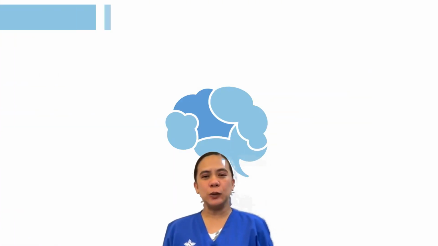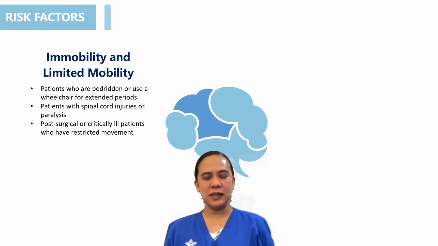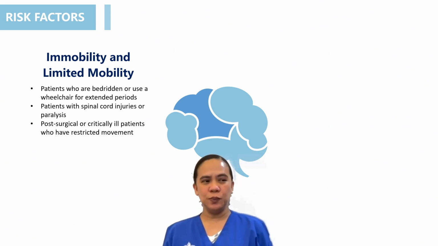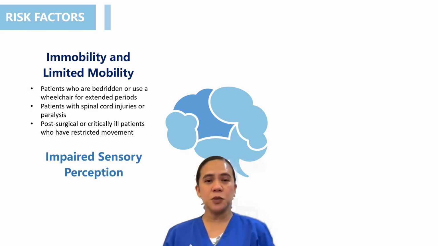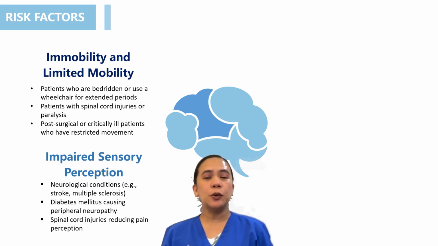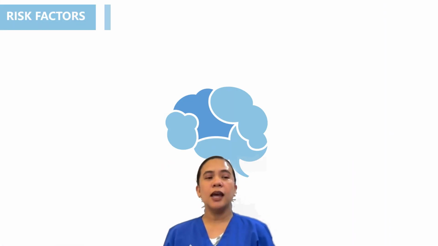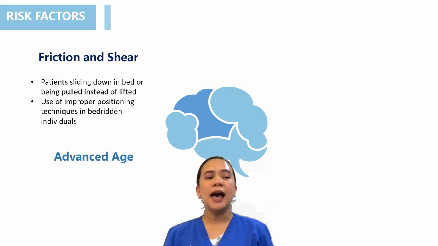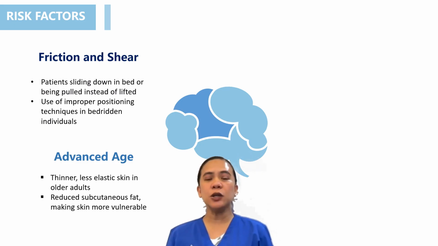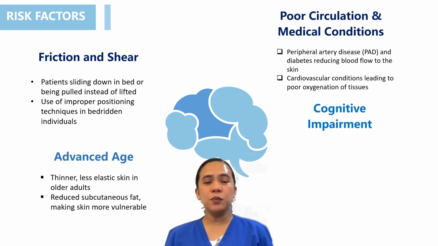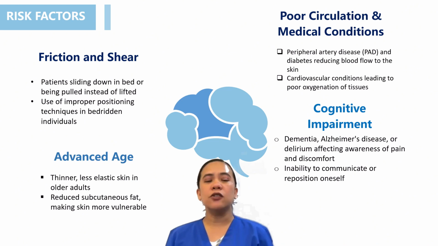The risk factors include limited mobility and immobility. This includes patients who are bedridden or patients who are critically ill and admitted in ICU. Impaired sensory perception, patients who have diabetes mellitus and spinal cord injuries. Poor nutrition and hydration, moisture incontinence. Also, friction and shear, advanced age, poor circulation and medical conditions such as cardiovascular diseases, cognitive impairments such as dementia, and history of pressure ulcers.